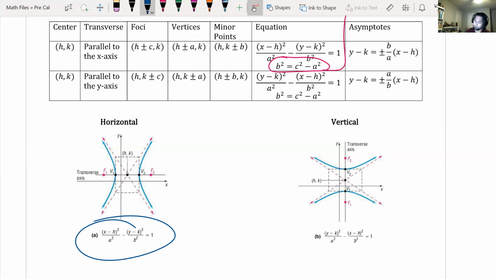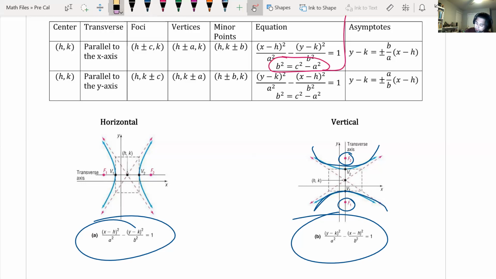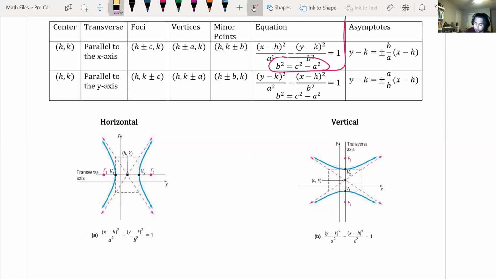And then for vertical, your transverse axis is parallel with the y-axis. It carries the center, the vertices, the foci, and again, you can make your comparisons to parabolas. Here, the foci is above the vertex, so it opens up. Here, the foci is below, so this opens down. And if you have a vertical hyperbola, your formula is y minus k squared minus x minus h squared over all that good stuff. All right. So these are the formulas we're going to use.